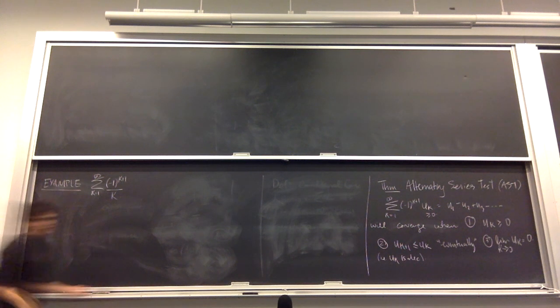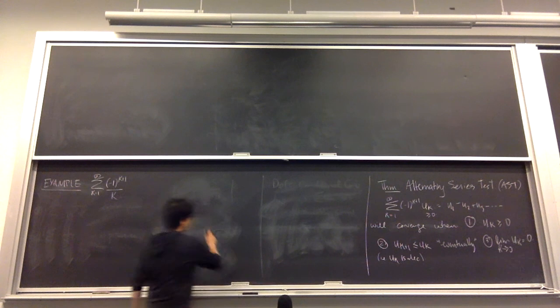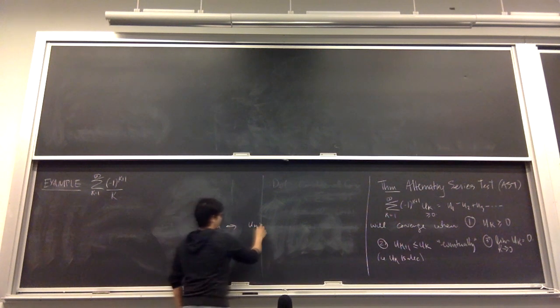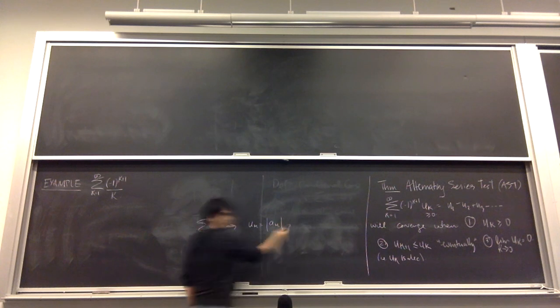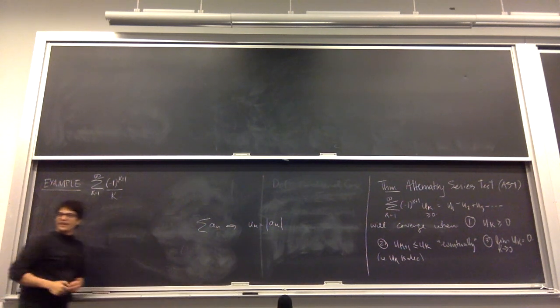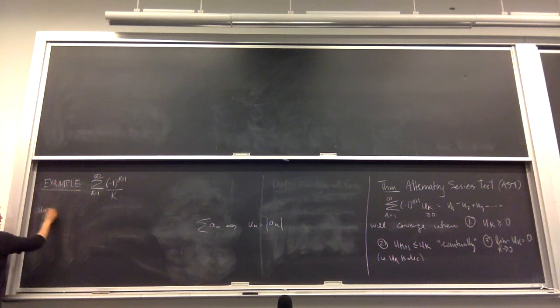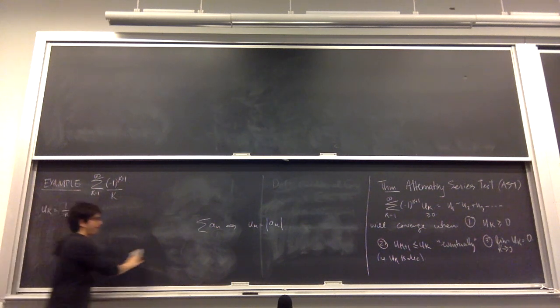It's easy to extract it, right? If you're given a sum like this, this means that u_n is just going to be the absolute value of a_n. Just drop the sign. So, exactly. Okay, so we have u_k is 1 over k.